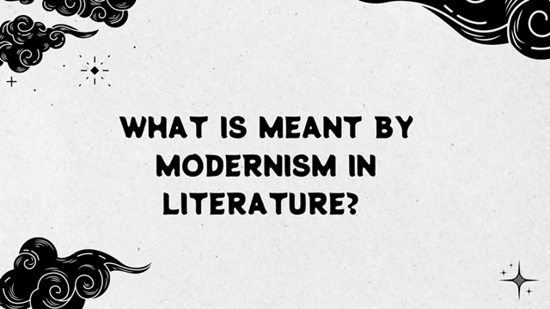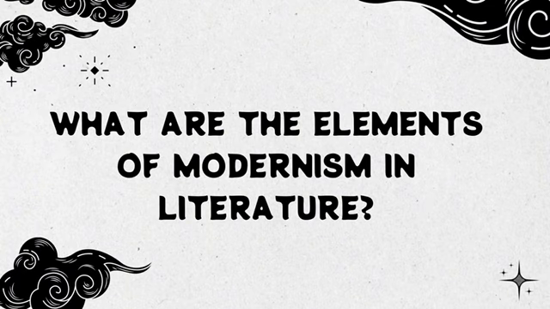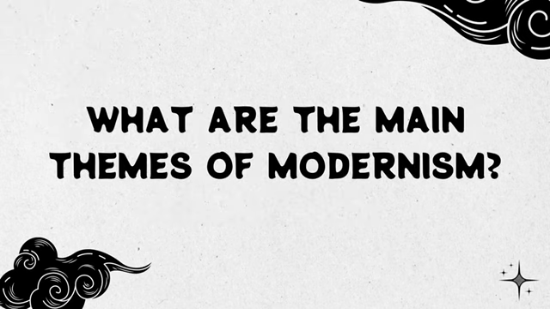What are the elements of modernism in literature? Some of the elements or techniques used during the modernism era include fragmentation of subject matter, stream of consciousness writing, and free verse poetry. So now let's move on to what are the main themes of modernism.